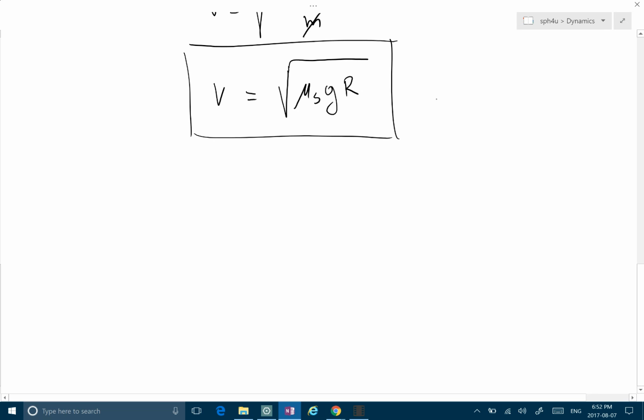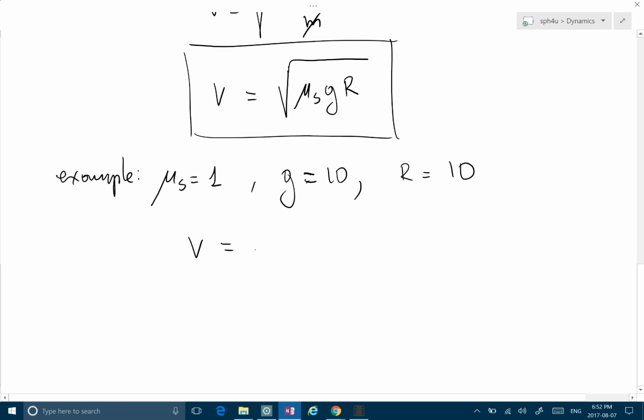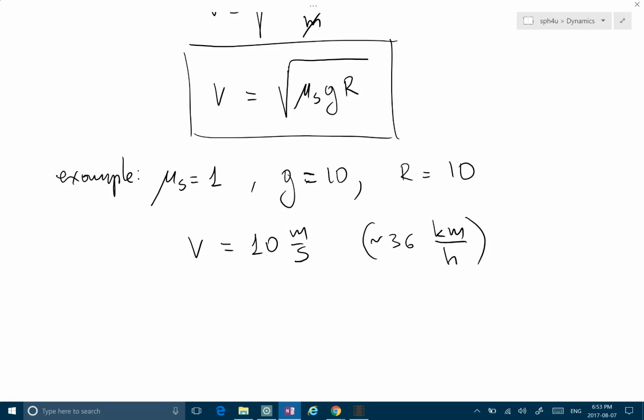So, example of numbers here, mu s equal to 1, g equal to 10. You realize that being on a different planet, the speed should be different, right? And the radius equal to also 10. If that's the case, the velocity will be the square root of 100, which is 10 meters per second, which is about 36 kilometers per hour. All right. So the sign that you should put at the entrance of this curve should be, please, velocity suggested 36 kilometers per hour. Usually those are orange or yellow signs.